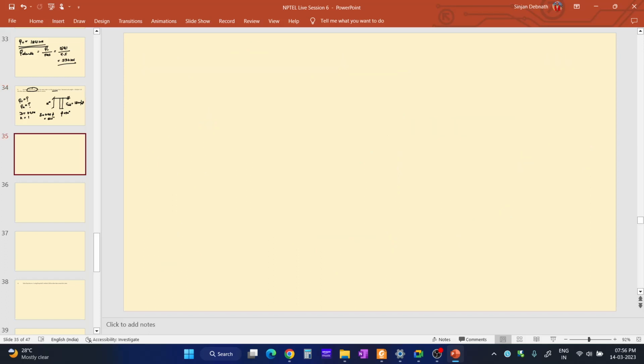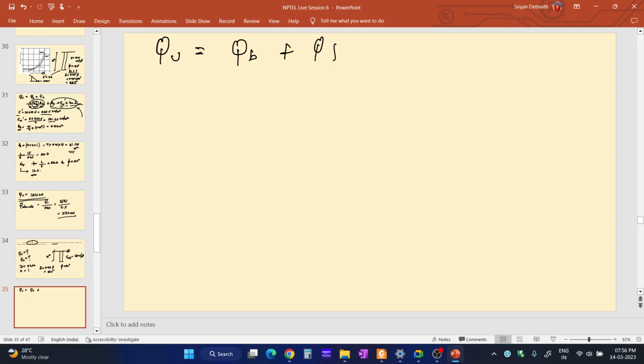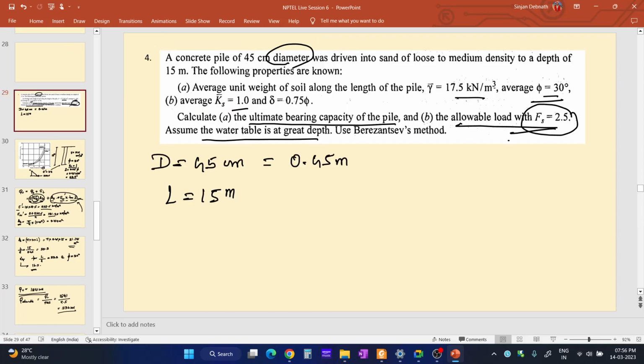So let me write down the equation. QU is equal to QB plus QF. So QB is equal to sigma dash NQ into AB for sand. This one is sand, right? Yes, sand.